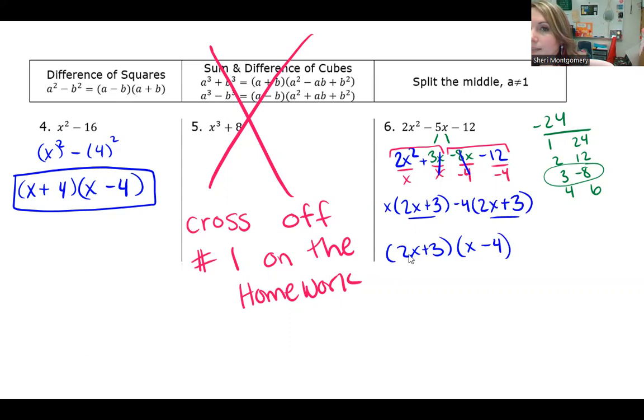And then I'm going to double check. No more GCF out of that one. This one, if it was an x squared, it would be a difference of perfect squares, but it's not. So that is completely factored.